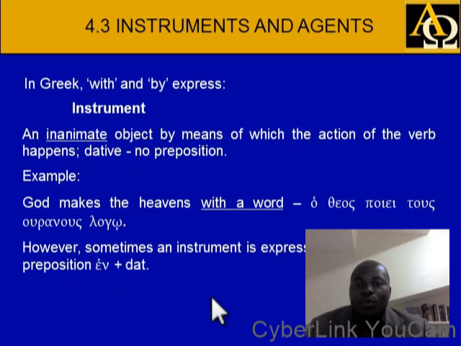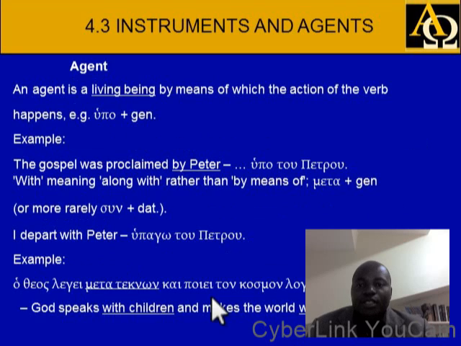In Greek, with or by expressing instrument, an inanimate object by means of which the action of the verb happens, takes the dative, with no preposition. God makes the heavens with a word. So logo, ouranon, and logo is in the dative. Okay. Agent: an agent is a living being by means of which the action of the verb happens. So hupo plus genitive. The gospel was proclaimed by Peter.